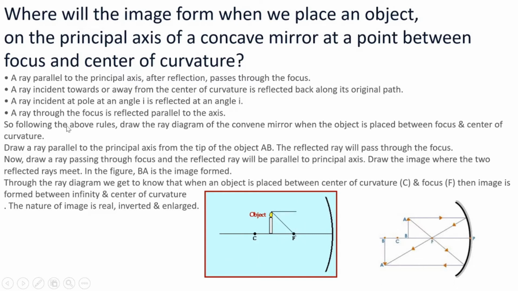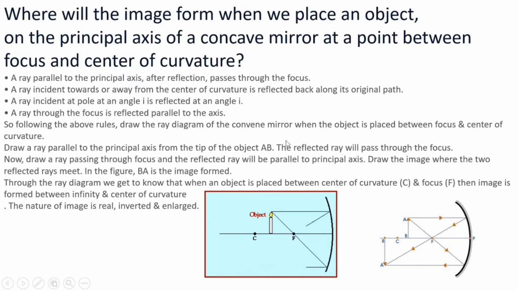So, following the above rules, draw the ray diagram of the concave mirror when the object is placed between the focus and the center of curvature. Draw a ray parallel to the principal axis from the tip of the object AB, that is here. The reflected ray will pass through the focus. Where is it passing through? Through the focus.